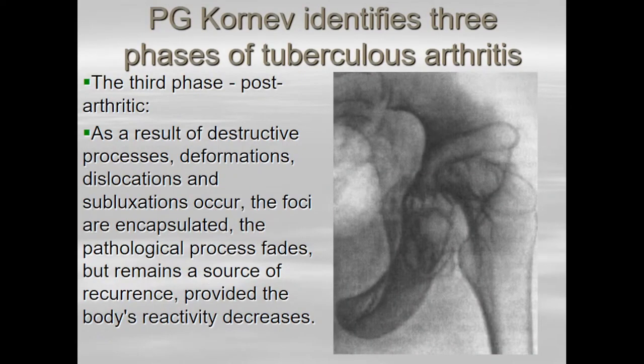The third phase is post-arthritic. As a result of the destructive process, deformations, dislocations, and subluxations occur. The foci are encapsulated and the pathological process fades, but remains a source of recurrence if the body's reactivity decreases. Look, it's the coxal joint too, but there is deformity of the femoral head, deformity of the femoral neck, and acetabular deformation, and the patient has femoral dislocation. The joint does not have normal function.